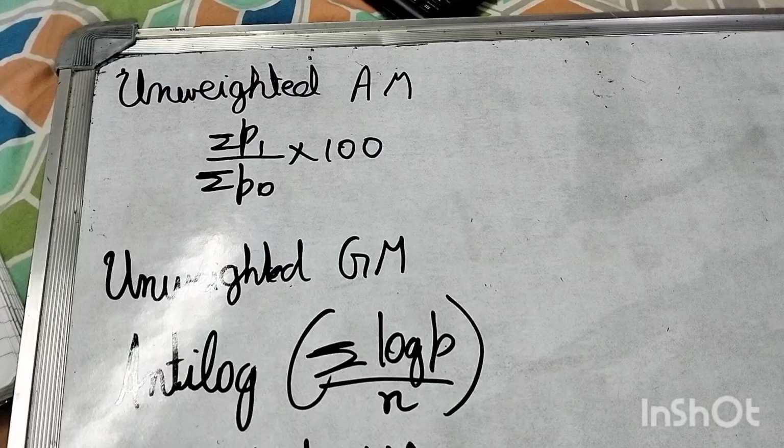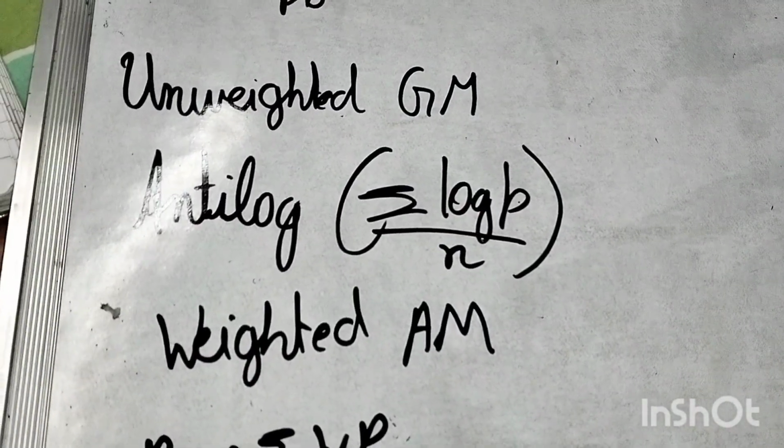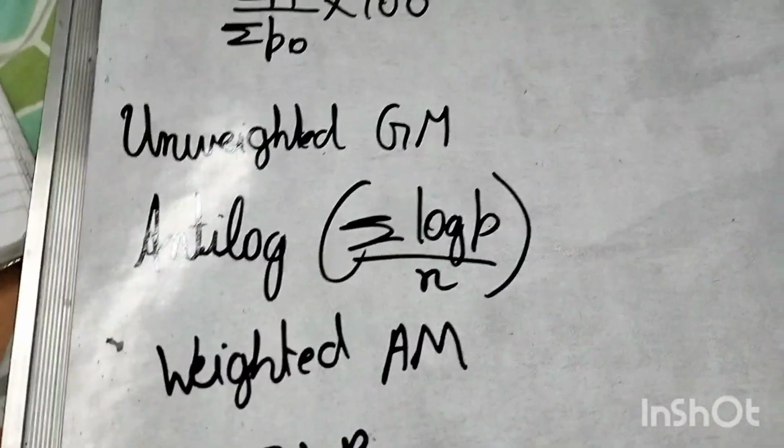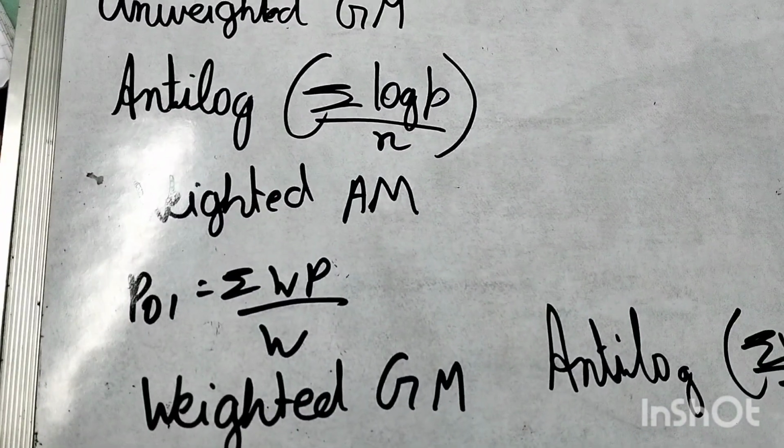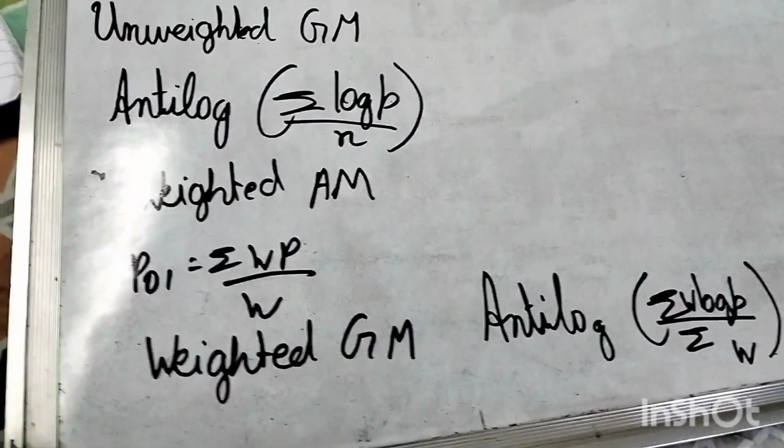Formula for unweighted arithmetic mean is summation P1 by P0 into 100. Unweighted geometric mean is antilog summation log P by N. Weighted arithmetic mean is P01 equal to summation WP by summation W. And weighted geometric mean is antilog summation W log P by summation W.